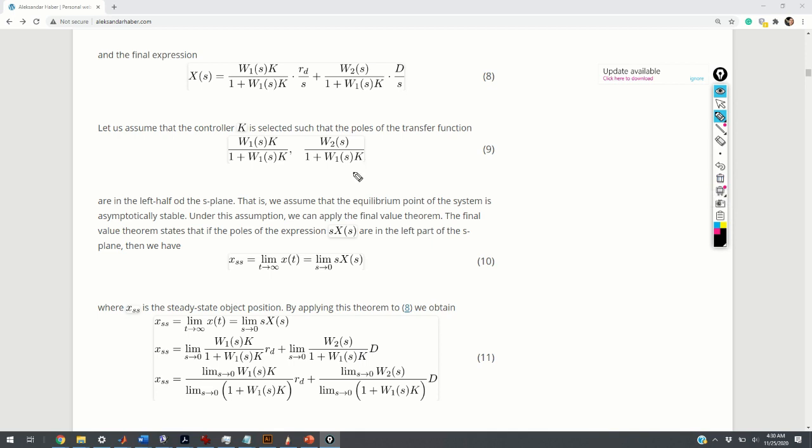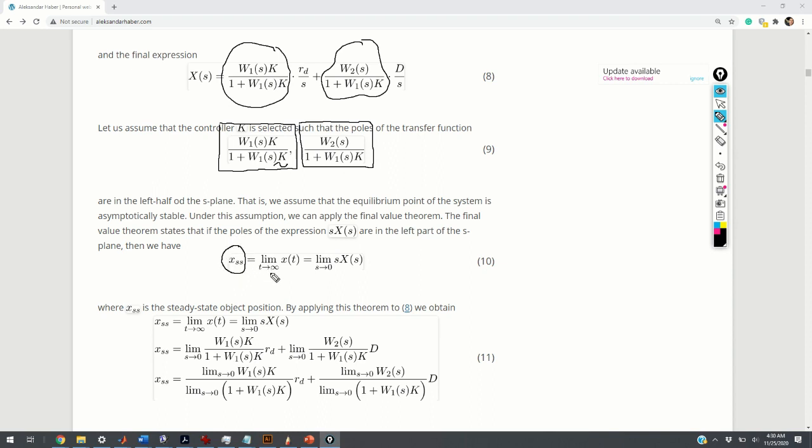Next, let us assume that K is selected such that the poles of these two transfer functions are in the left half of the complex plane, that is, these transfer functions are stable. Since these transfer functions are stable, the final value theorem tells us that the steady state position in the time domain, the limit when t goes to infinity of x of t, is equal to the limit when s goes to 0 of s times the Laplace transform of the position. This is a fundamental theorem for analyzing the behavior of control systems.